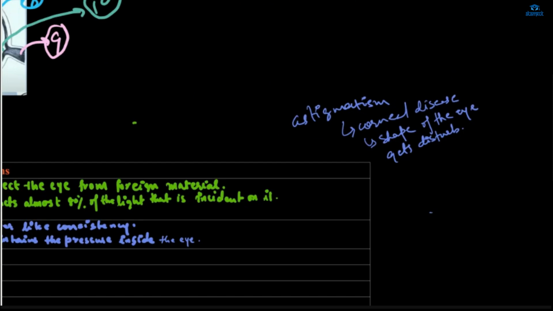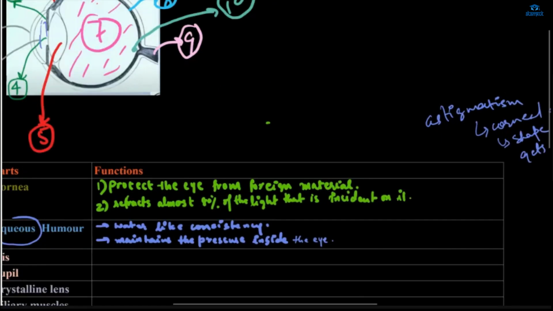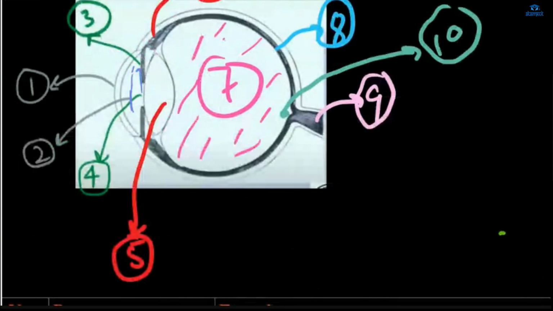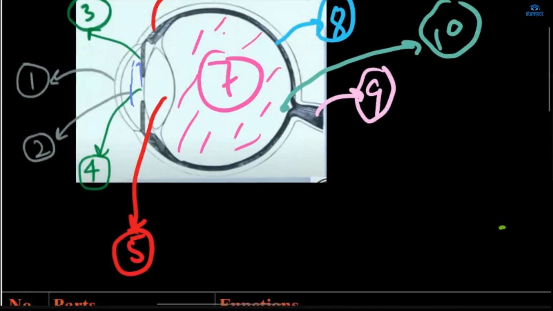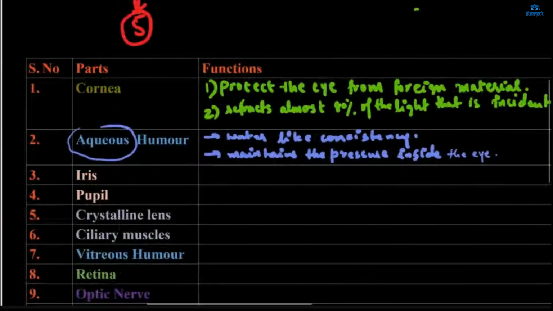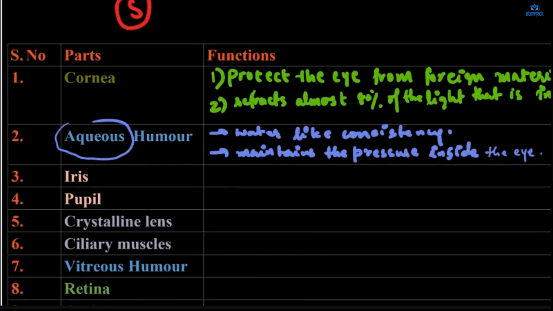When you have a problem with the crystalline lens, then it affects the eye inside, and you will need extra power. Okay. Now the third is iris, and the third and fourth work in pair.